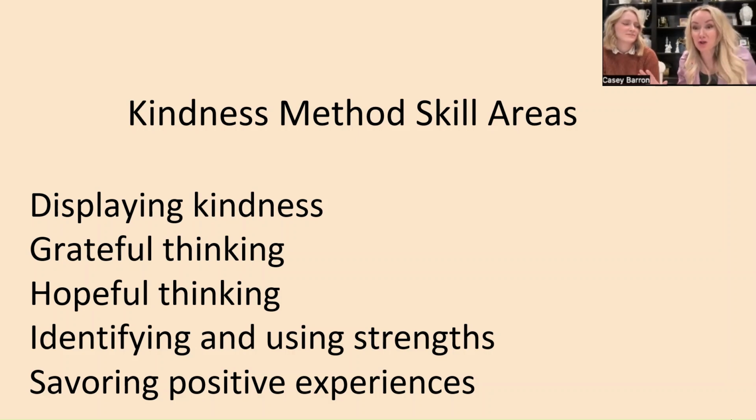Now, this is going to be a long-term progress. You're not going to be able to master all these. Maybe some of you can. Maybe some of you are really good and you've already mastered all these. But this is something that we can work on and that can be an ongoing process. And there are goals in these 5 areas: displaying kindness, grateful thinking, hopeful thinking, identifying and using strengths, and savoring positive experiences.